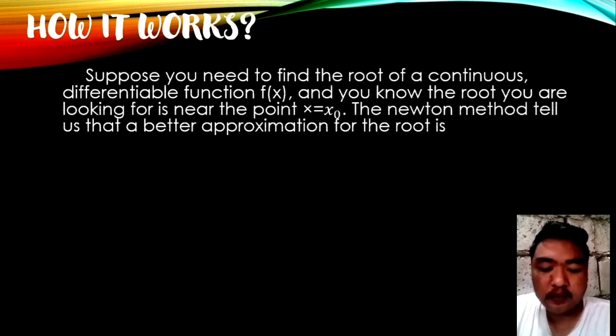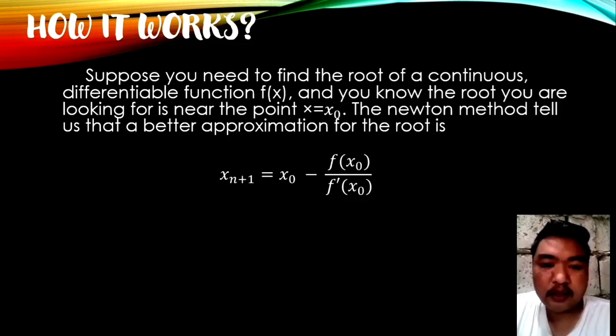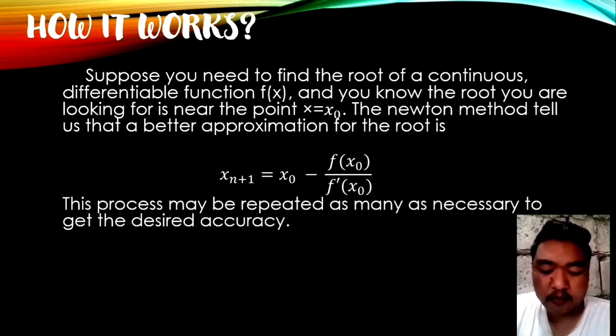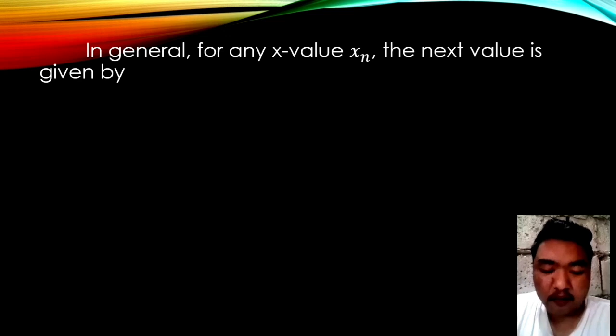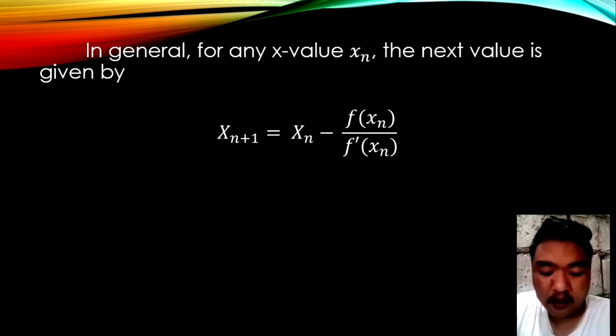How does it work? Suppose the root you are looking for is near the point x = x sub 0. The Newton method tells us that a better approximation for the root is x sub 1 equals x sub 0 minus f of x sub 0 over f prime of x sub 0. This process may be repeated as many times as necessary to get the desired accuracy. In general, for any x value x sub n, the next value is given by x sub n plus 1 equals x sub n minus f of x sub n over f prime of x sub n.